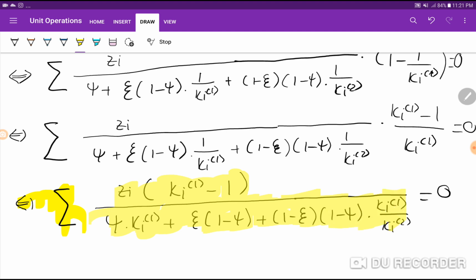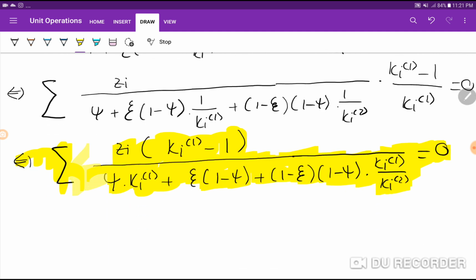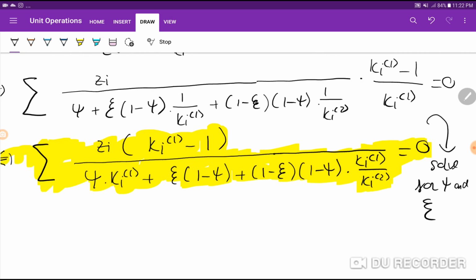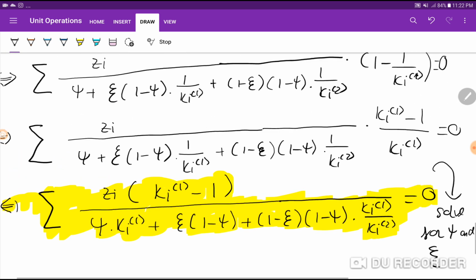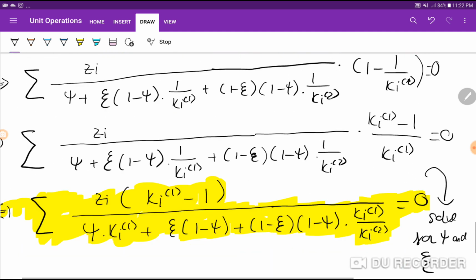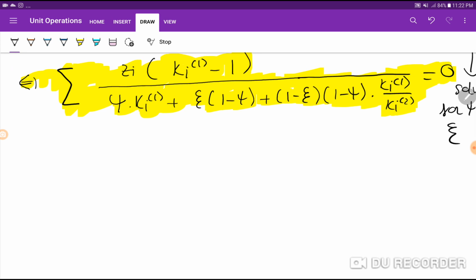The rest of the value will be provided to you, so you have no worry. Okay, so this is the first equation you're gonna use to solve for psi and epsilon. Usually they're gonna give you the rest. You're gonna know zi, you're gonna know ki1, you're gonna know ki2.